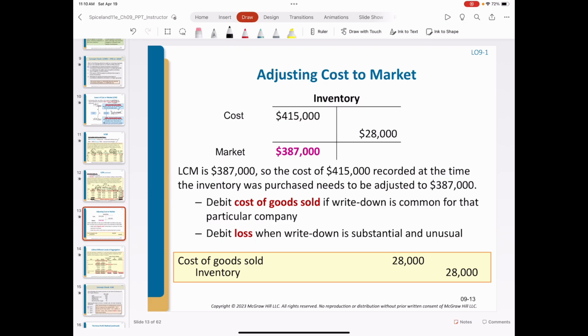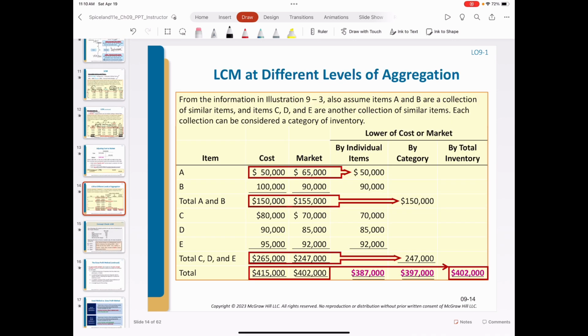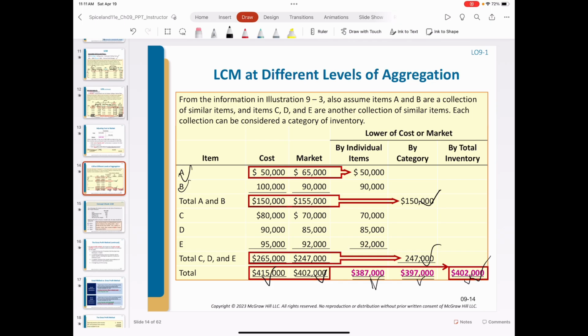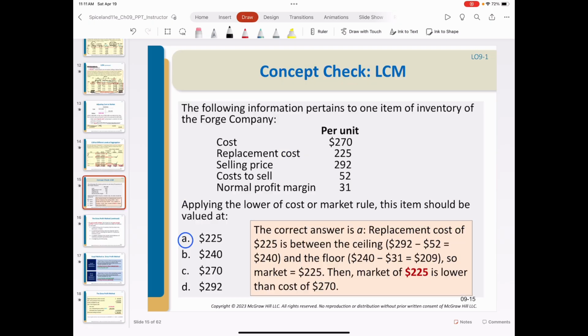If the loss is substantial and unusual, we will use loss accounts. And this is loss due to adjusting cost to market. Similar to LCNRV, we can apply LCM at product level, each item, or we can apply it to the category level. We can also apply it to the total by comparing the total book value and total market value. We can also see the results are different. Again, when we analyze financial statements, you should know what methods the company applies.